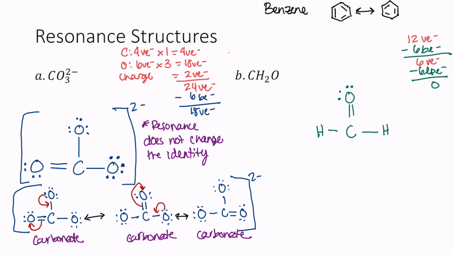So now I can ask myself, is there the ability for resonance? Can I move this double bond? For this molecule, the answer is no, I can't. I can't have a double bond between hydrogen and carbon because that would be too many electrons around hydrogen. I can't move it to any of these places. So the double bond has to stay there, meaning there are no resonance structures, because the double bond can't move anywhere.